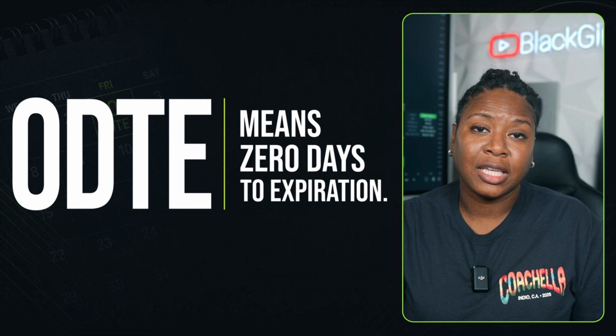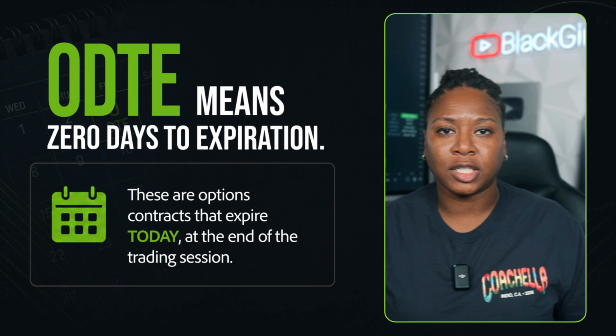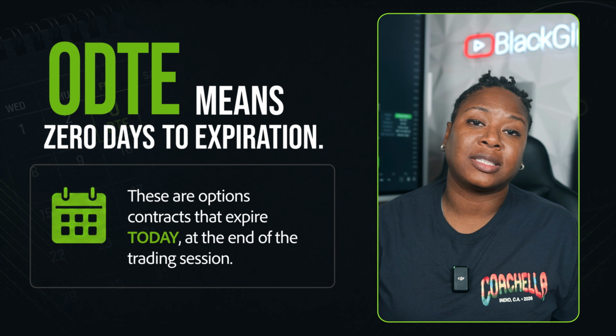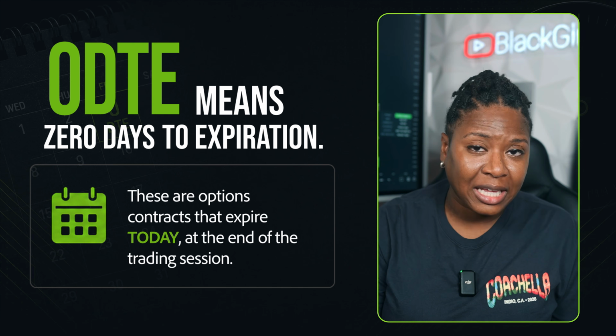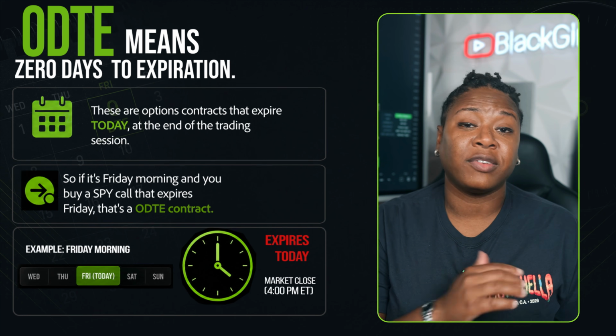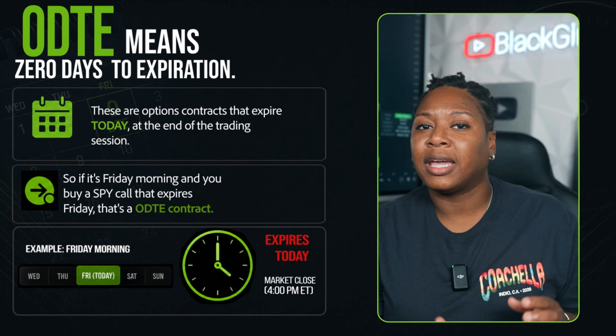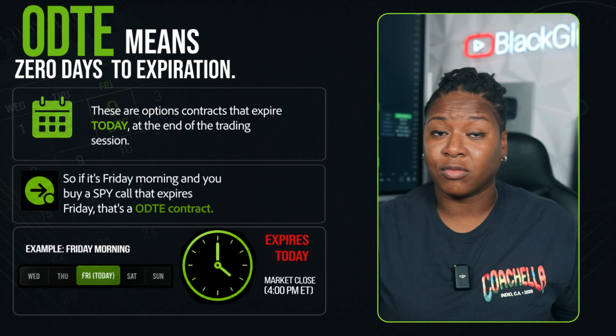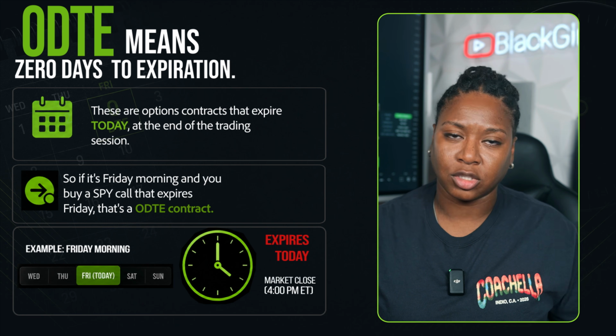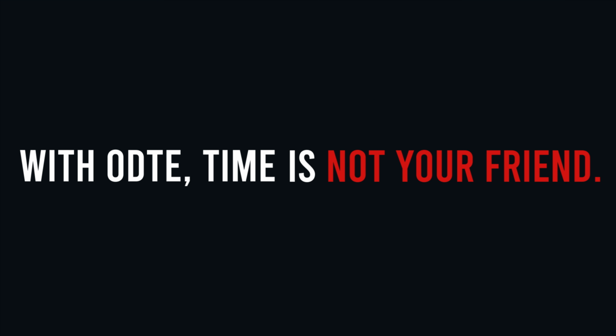Okay. Zero DTE means 0 days to expiration. And these are option contracts that expire today at the end of the trading session. So if it's Friday morning and you buy an SPY call that expires on Friday, that's a zero DTE contract. But with zero DTE, time isn't your friend. It's not on your side.